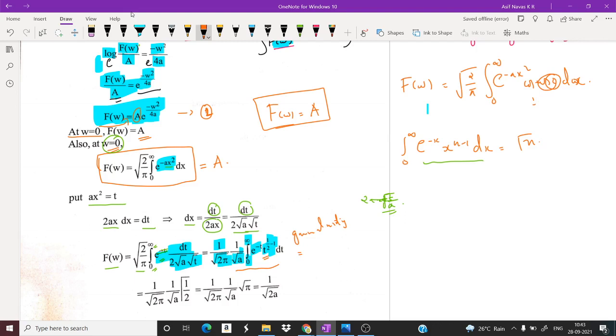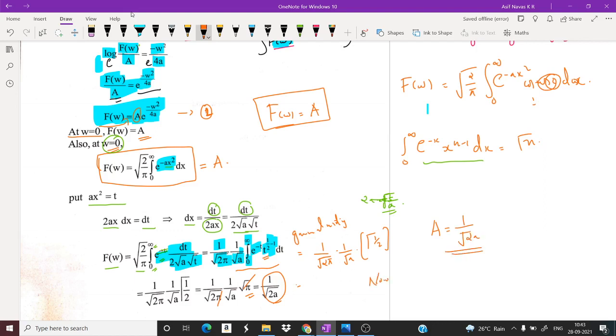So this integral value is 1 by root 2 pi into gamma, instead of n here 1 by 2. So gamma 1 by 2, and we know that gamma 1 by 2 is root pi. So this is 1 by root 2 pi into root pi. Root pi and root pi get cancelled. You will get 1 by root 2. So we get a is equal to 1 by root 2.